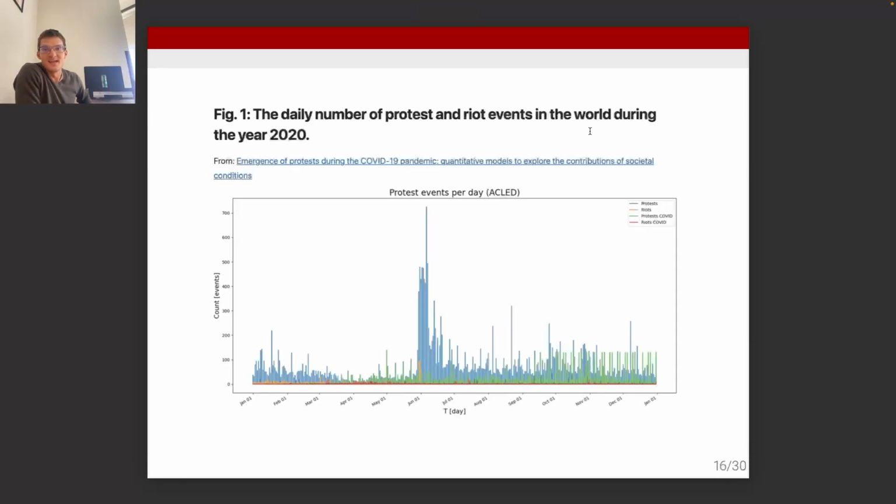Another example would be this data on protest events per day during 2020. As you see, the COVID-19 outbreak begins around February, and at a certain point, right around January 1st of that next year, you see a spike in protest events. But the key thing here is that the average protest event number is a lot different than the maximum. There's a certain skewness, just like we had with GDP. The most protest-full day is a lot more full of protest than the average.